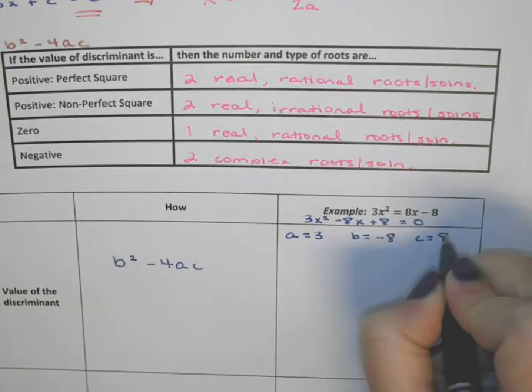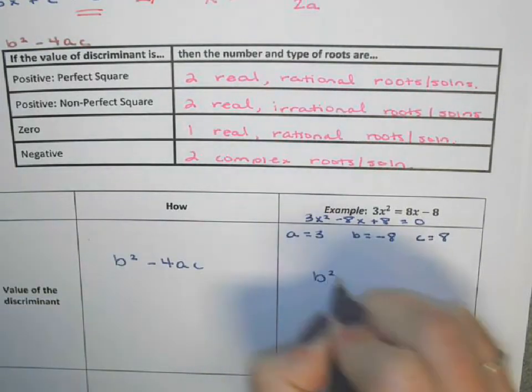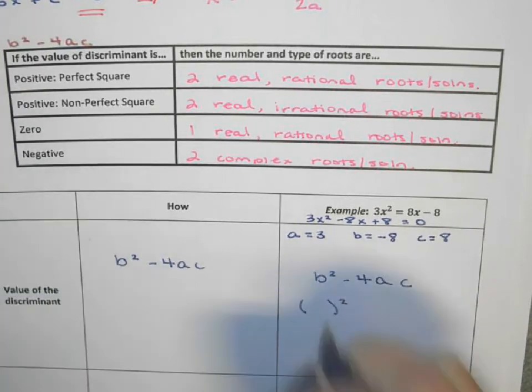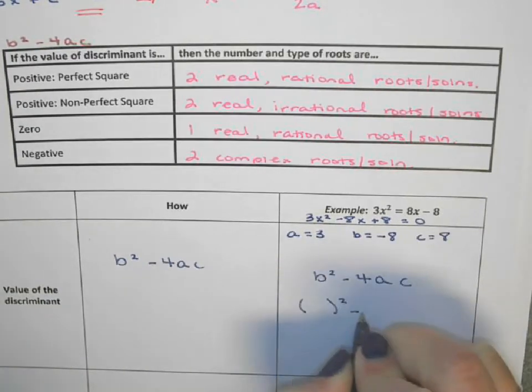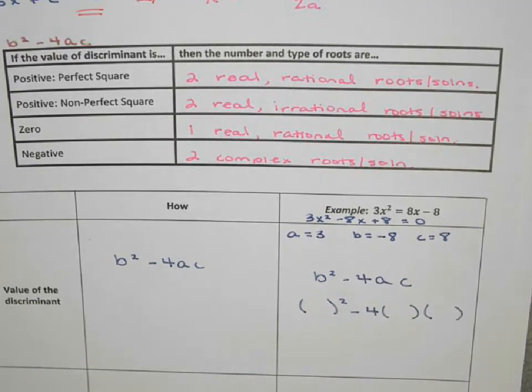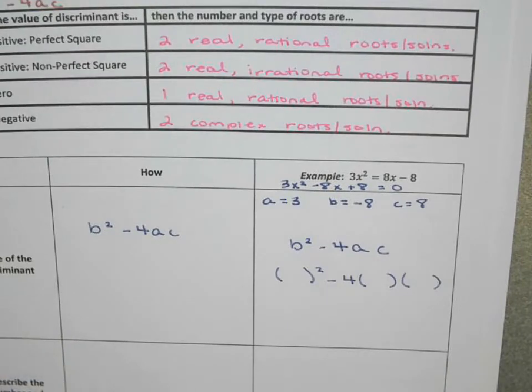What's our c value going to be? 8. Now, I cannot stress to you enough that when you write in b squared minus 4ac, you're going to have your parentheses around just the b. You're going to want parentheses around just the a and around just the c. Many people will do this wrong and fail to put the parentheses and then they get the wrong discriminant and their whole answer from there is wrong, because your discriminant is one of the first parts that you do.